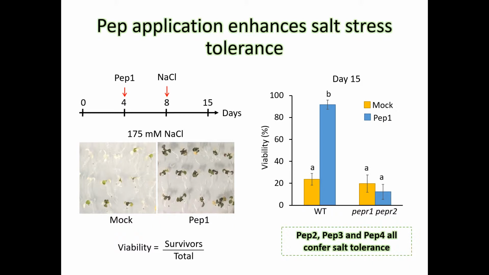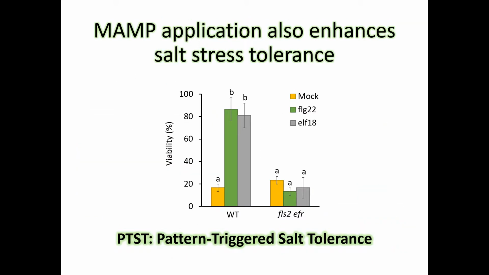And this is again dependent on PEP receptors. As you can see here, the double receptor mutants are compromised in PEP-induced salt tolerance. And this phenomenon is not just specific to PEP1, as application of PEP2, 3, and 4 all induces enhanced salt tolerance.